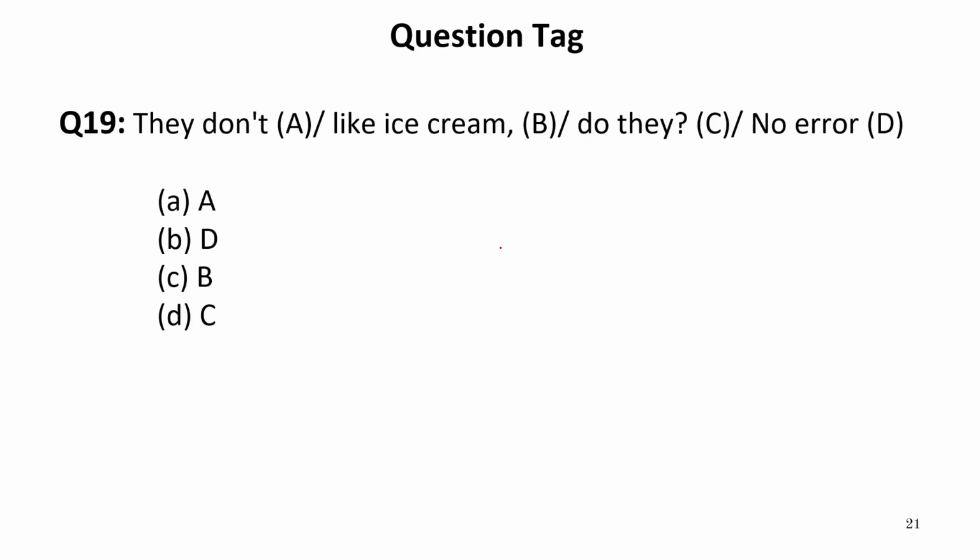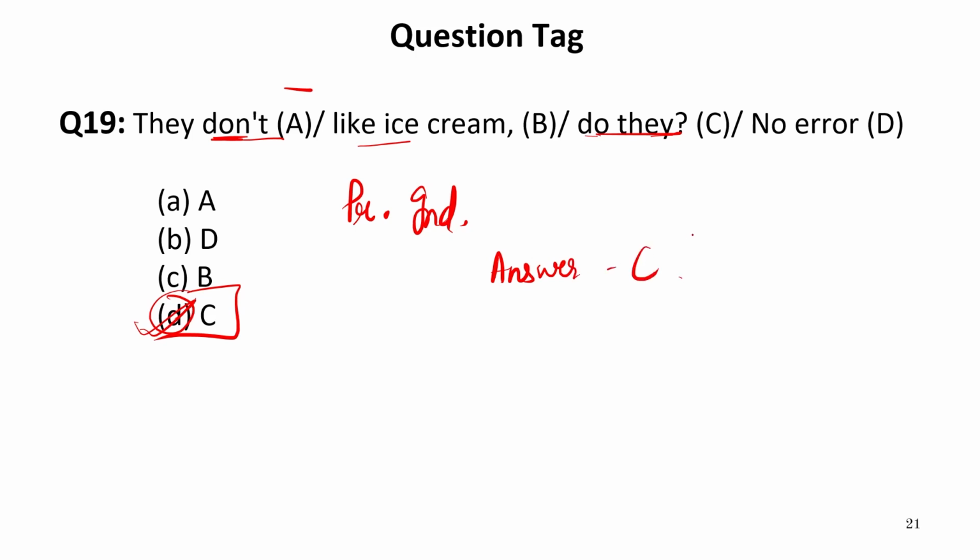Now let us move to the next one. They don't like ice cream. Now, they don't like, it means their statement is negative. Also, this is present indefinite. So, do they? Now, don't will be replaced by do, and they according to the nominative of the subject. So, again, our answer is D because C part is contained in part D. So, our answer is C.